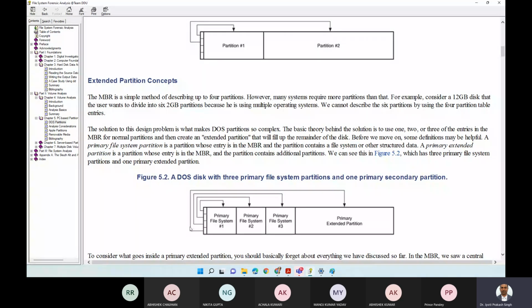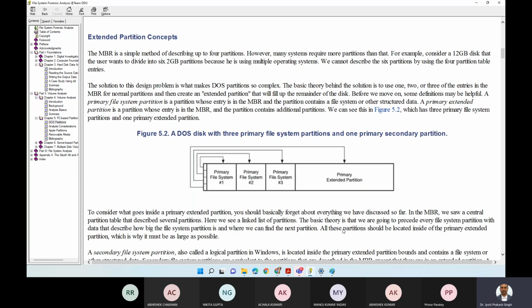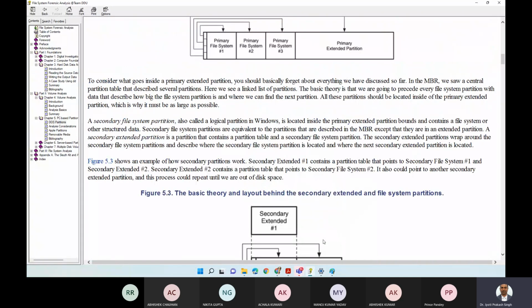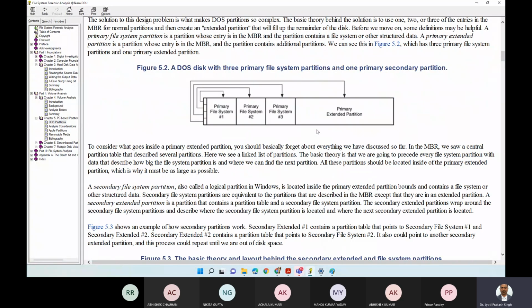So here we make an extended partition, and then in the extended partition, I can again partition it into 4. So you can see here, like secondary extended 1, then secondary file system, and secondary extended 2. So this will give you one more way of doing the partition.